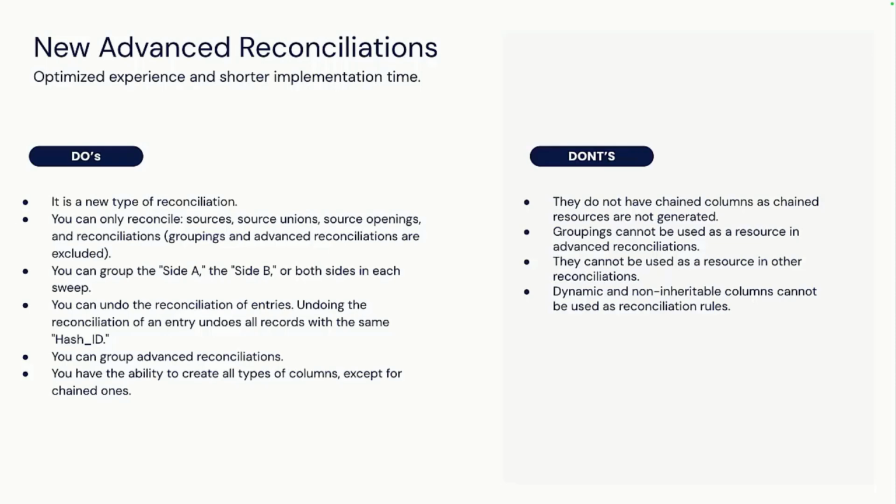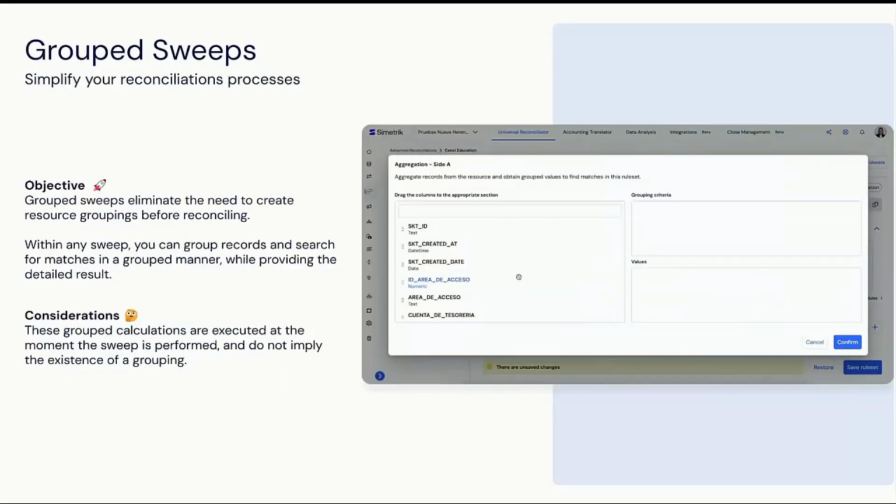The idea of these advanced reconciliations is that they should be the final step of the configuration. I perform my enrichment processes with the sources, create my union of sources, do the one-to-many reconciliations to enrich the data, and finally, I generate my advanced reconciliation, which incorporates all the logic I need to close the control. So, group sweeps it is. This is how the interface looks. We will see it directly within the application shortly.